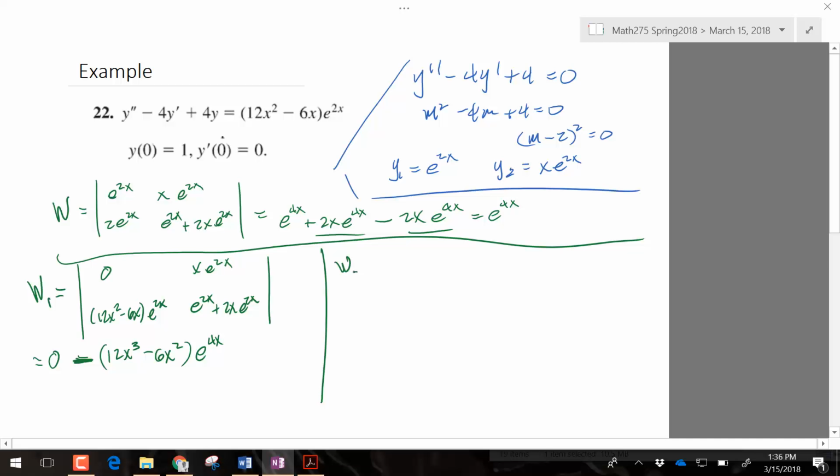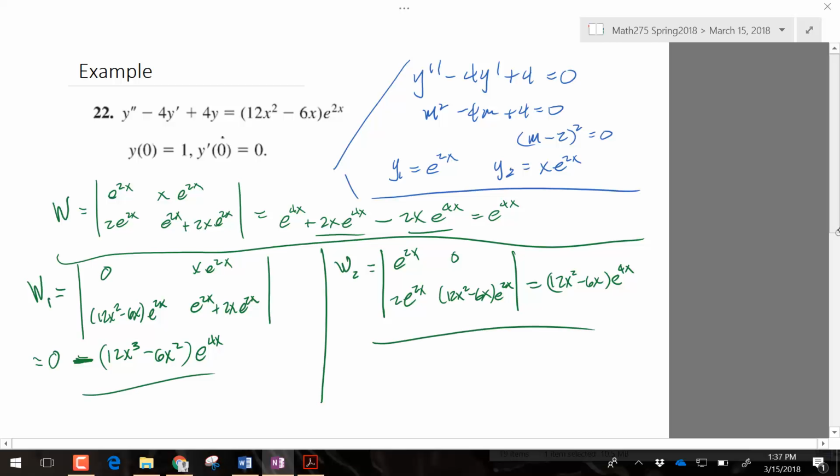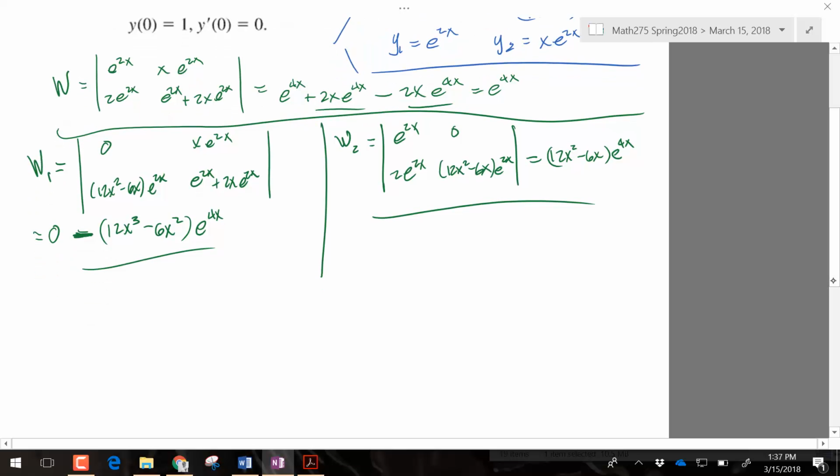And our W2 is going to keep the e to the 2x, e to the 2x column the same. It'll change the second column to 0, and then that 12x squared minus 6x e to the 2x. So that's going to give us a 12x squared minus 6x e to the 4x. So that's our W2.